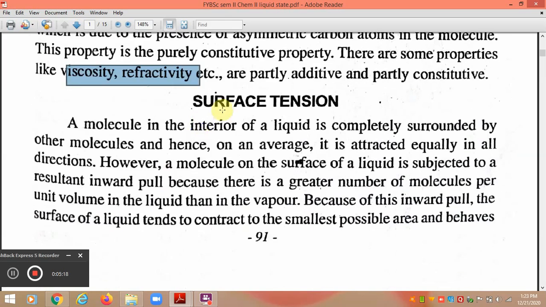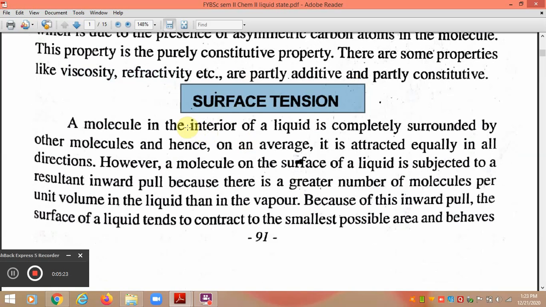Dear friends, as far as the liquid is concerned, we will talk about its first physical property, and that is called surface tension. How does surface tension arise in the molecule, how does the liquid molecule show surface tension? This is again very important.